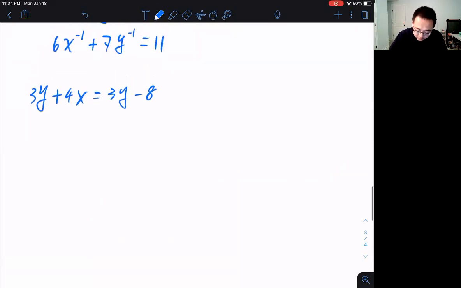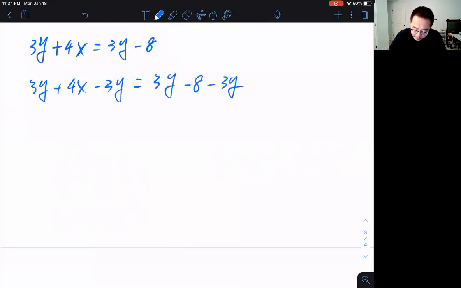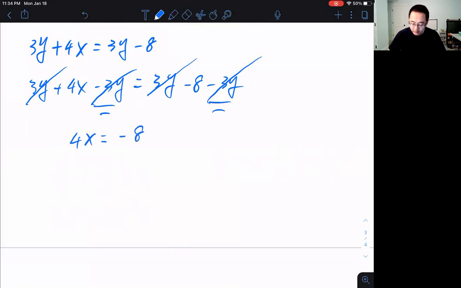The way to do that is 3y plus 4x minus 3y equals 3y minus 8 minus 3y. Since you're subtracting the same term on both sides of the equation, 3y and 3y cancel here, and 3y and 3y cancel here. So all you get is 4x equals negative 8. Or another way to look at it is x equals -2.